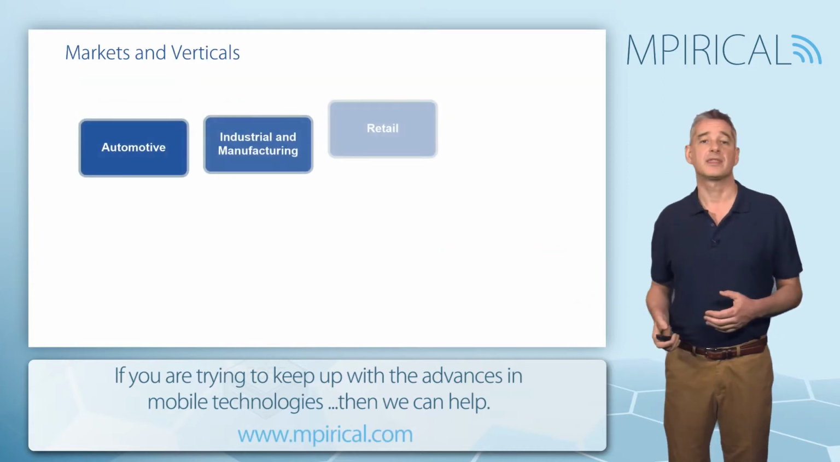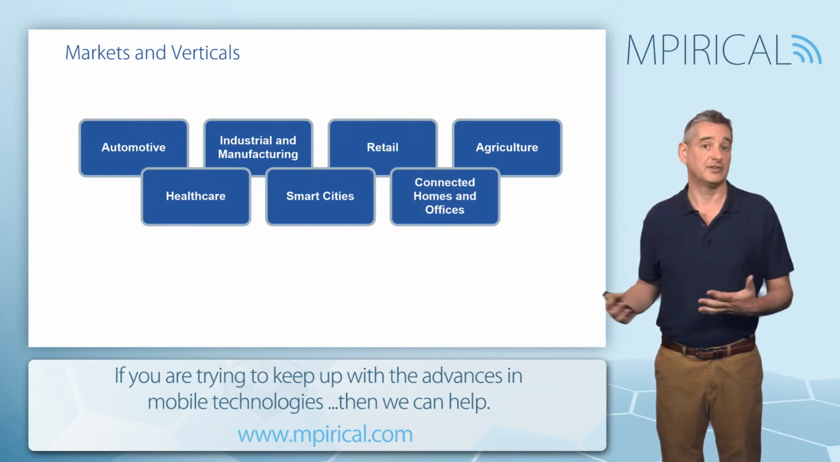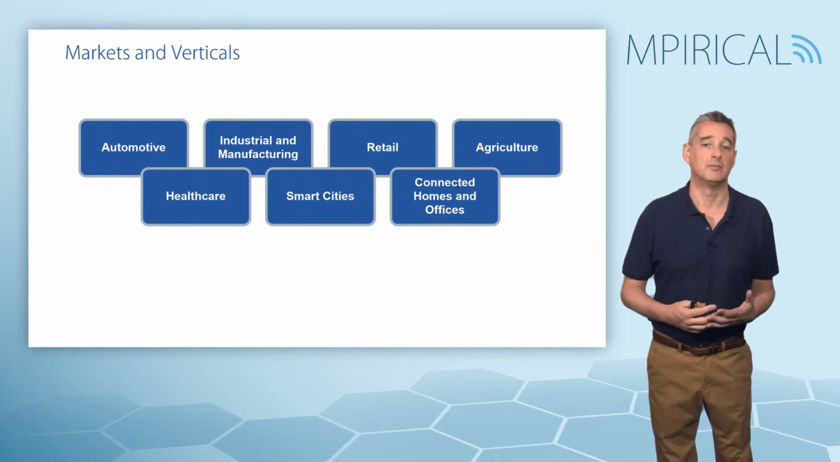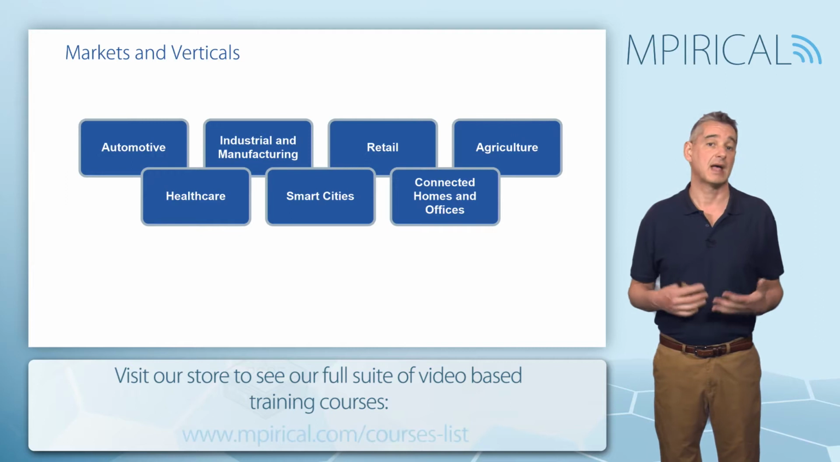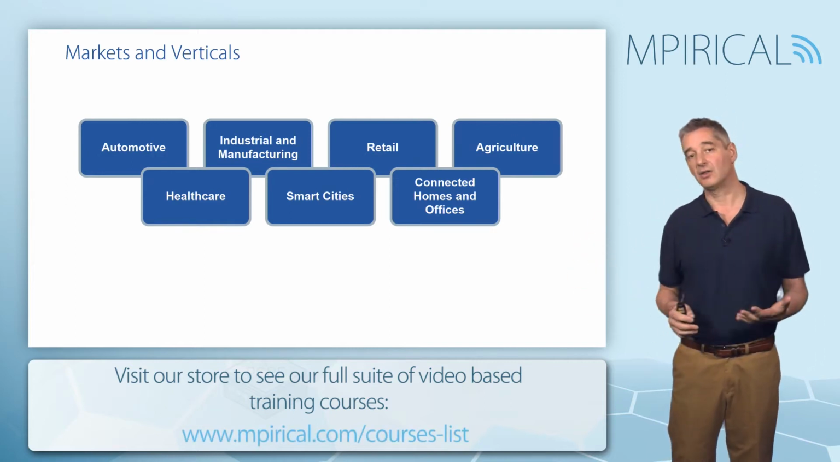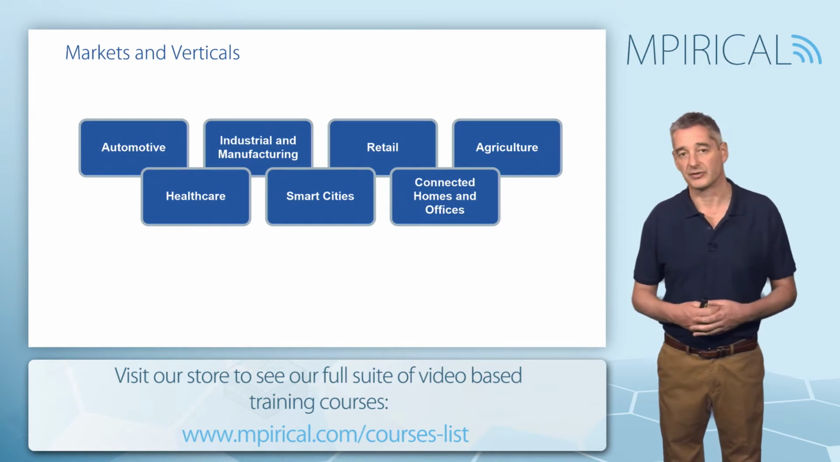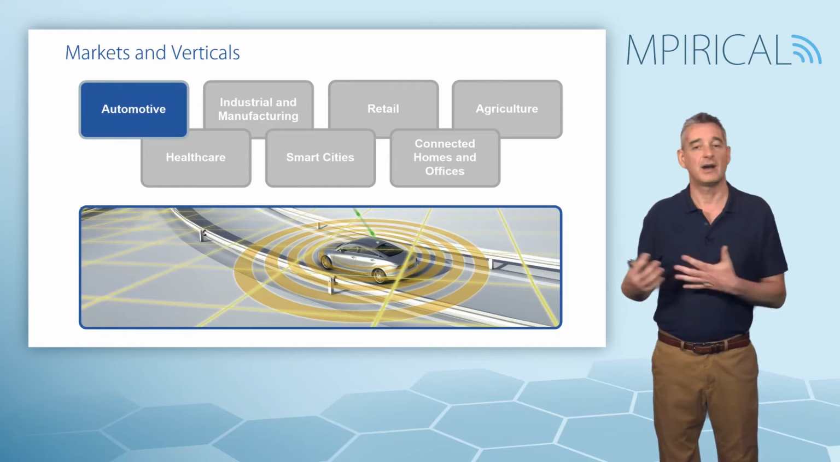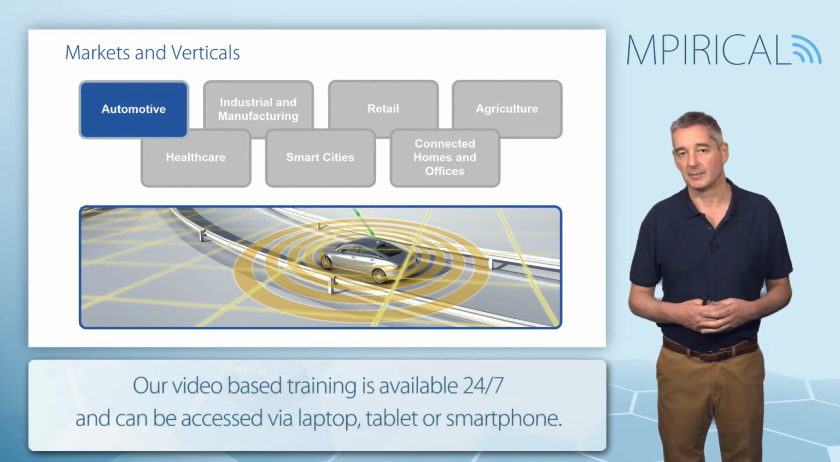So then to begin with, let's just take a look at the various markets and verticals that are associated with IoT. Well, here we can see a whole range of them: automotive, industrial and manufacturing, retail, agriculture, moving down to healthcare, also smart cities and the connected home or office. So looking at each one of these in turn, we'll see some of the various use cases that are likely to drive this interest in IoT.